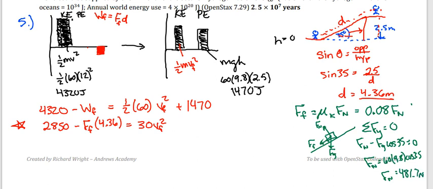And that is not what we plug in here. That's the normal force. We want the force of friction. So we just do force of friction is 0.08 times that normal force we just got, 481.7. That's 38.5 newtons.